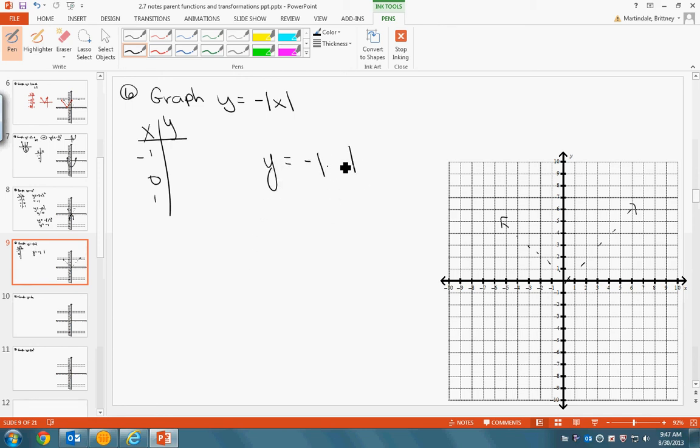So if I do -1, absolute value of -1 is 1, with a negative still in front, so -1. 0, well, it's just 0. 1, you have a negative. The absolute value of 1 is 1 with a negative in front. So this one, if we graph it, -1, -1, 0, 0, 1, -1, is going to do the same thing as the last problem, and it's going to flip over the x-axis. So our final answer is this one down here.